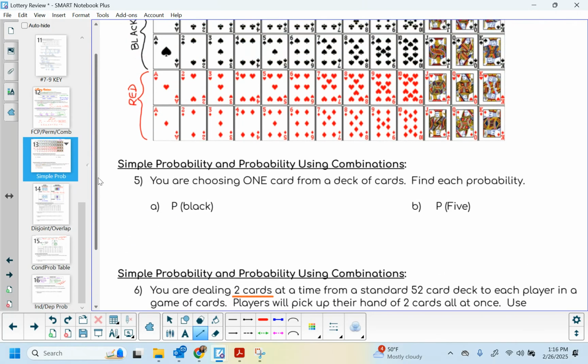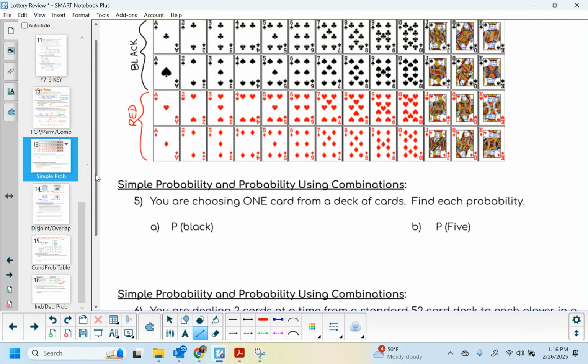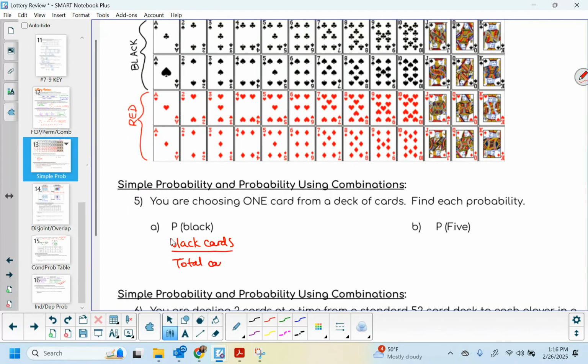All right, so let's start with the first one, simple probability. It's just going to be a fraction. So it's going to be how many black cards I have out of how many total cards I have. So half of my cards are black, so 26 black cards out of 52 total cards. That's it. That's my probability. You can reduce it, but I believe the directions say not to.